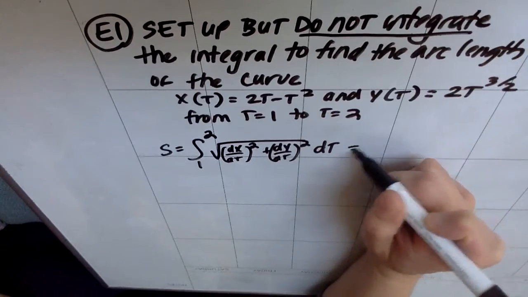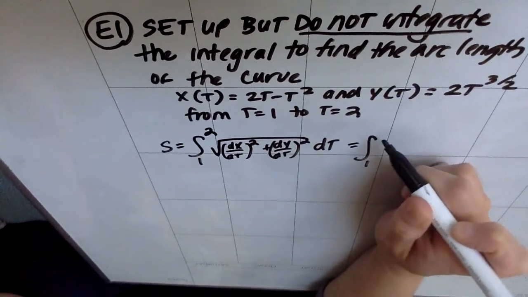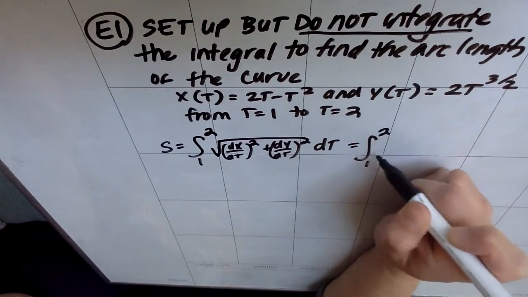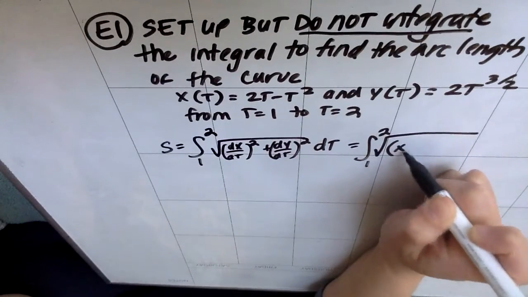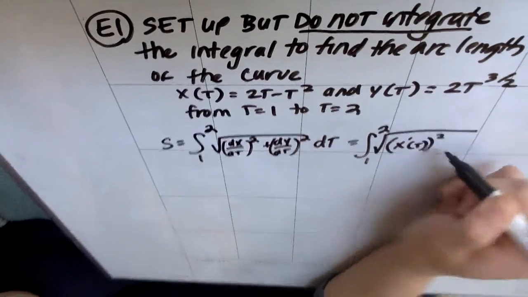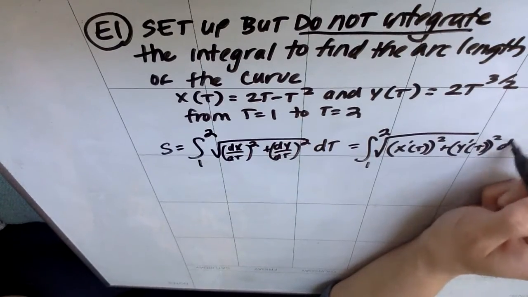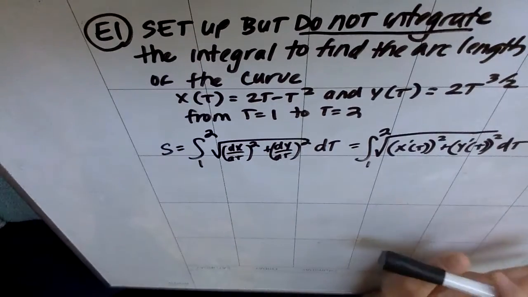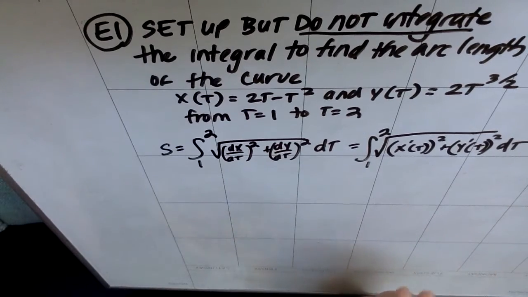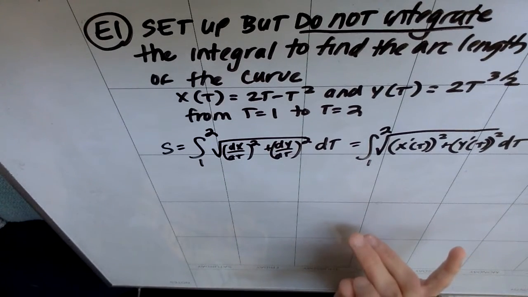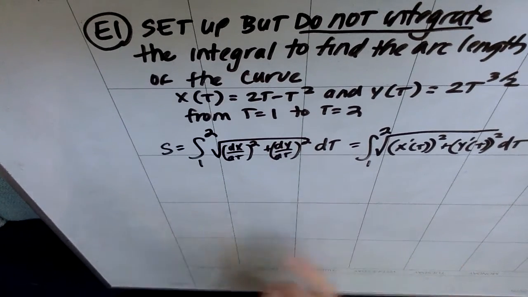The other way to write this, if you like the notation better, is instead of using dx dt, you could use x prime of t. So inside that square root, it's x prime of t quantity squared plus y prime of t quantity squared, all with respect to t. Doesn't matter to me which of those you pick. Remember, if all we're doing is setting up the integral, our job is just to find the equations for x prime of t and y prime of t.